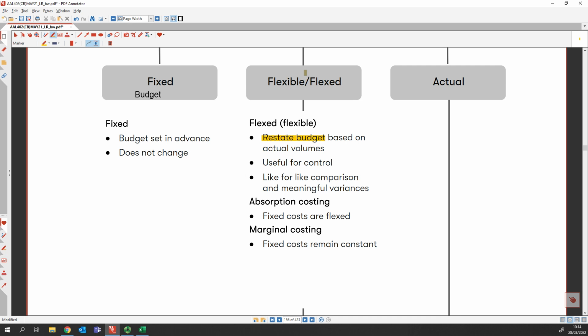Now when you do your variance calculations, we are assuming that we have flexed the budget. What we are comparing is the actual outcome with a flexed budget, not the original one. And that's why that point is important. That distinction between the flexed budget and the fixed budget is important for that very reason, because it makes the variance calculations work.